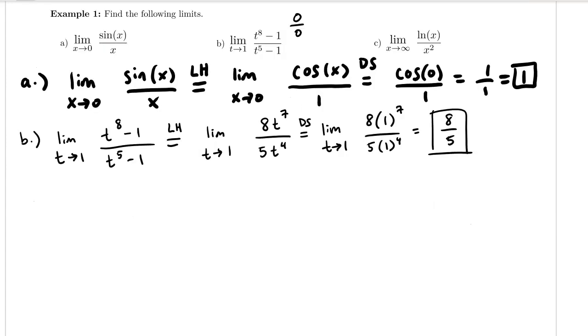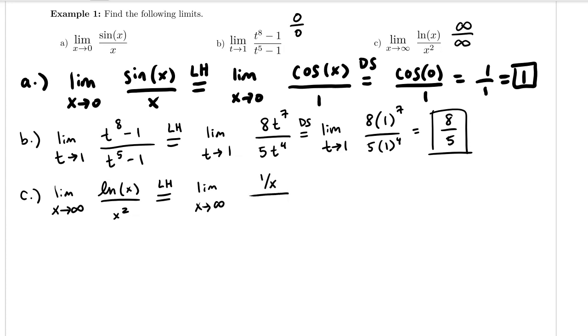And for part C, if I took the limit as x approaches infinity of the natural log of x over x squared, that's going to go off to infinity over infinity. So that's one of my indeterminate forms, which tells me that I can once again use L'Hopital's rule. If I take the derivative of the numerator, I'm going to get 1 over x, and the derivative of the denominator is 2x. I'm going to write that as 2x over 1, so that I know I can multiply by the reciprocal.